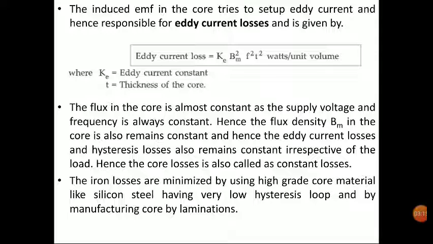The hysteresis losses can be reduced by using high grade core material like silicon steel with low hysteresis loop area, and the eddy current losses can be reduced by manufacturing the core with laminations.